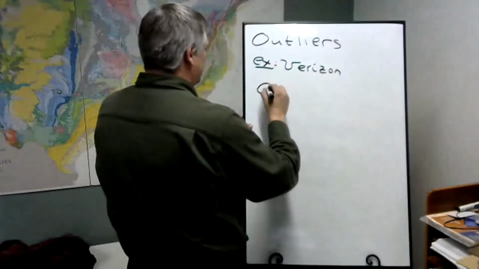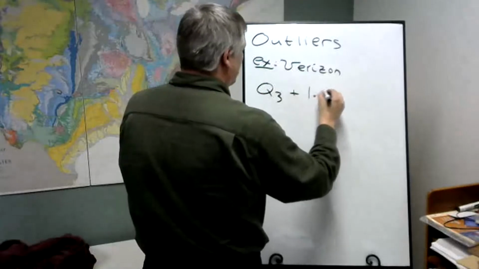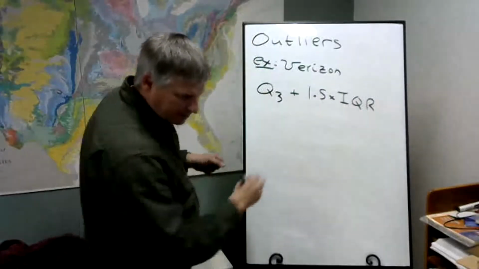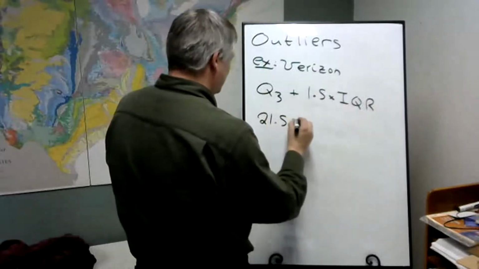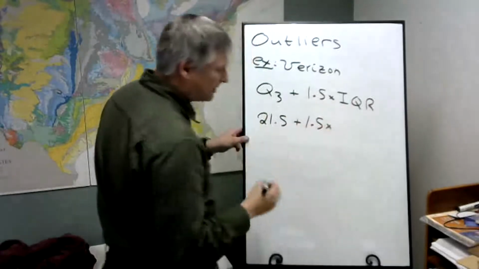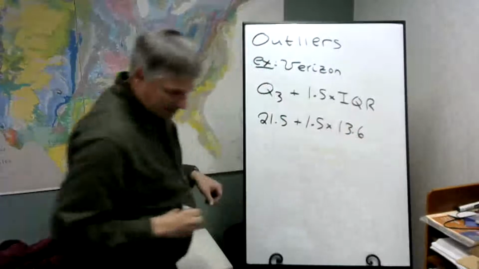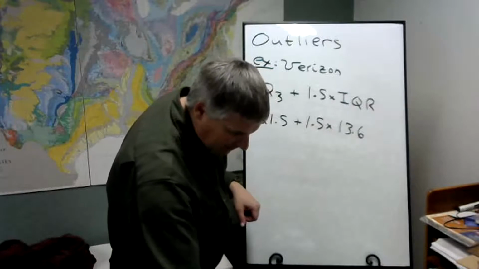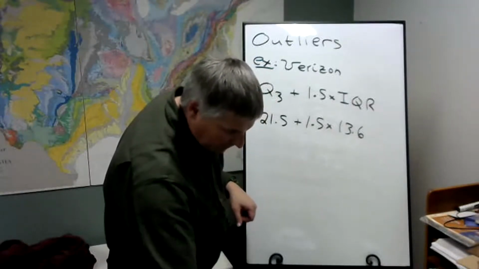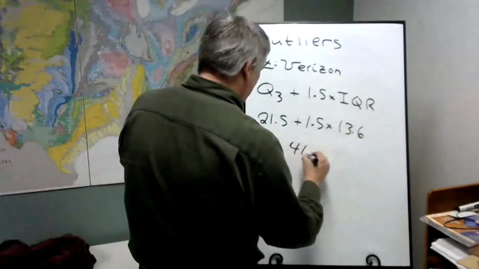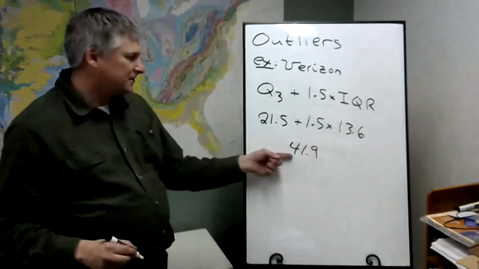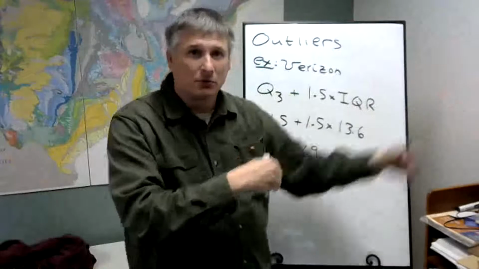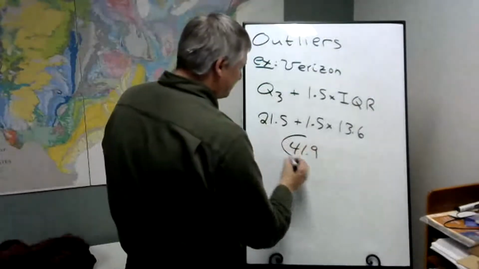So that boundary is Q3 plus 1.5 times the IQR. Now Q3 is 21.5, and then the IQR is 13.6. So what this becomes is 41.9. This is the boundary for outliers for being above, towards the right, skewed to the right. So this is our upper boundary.